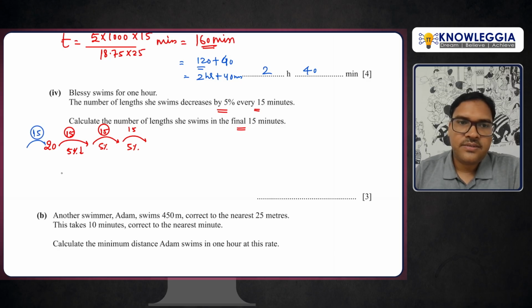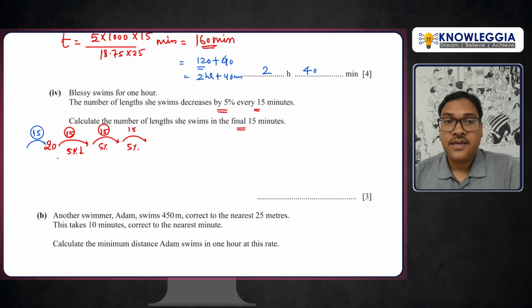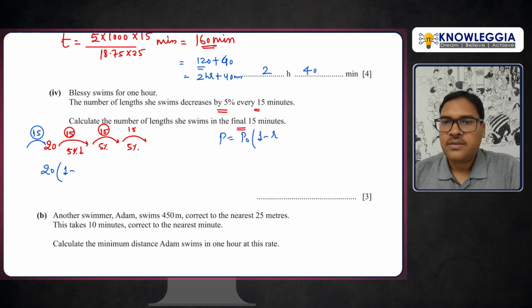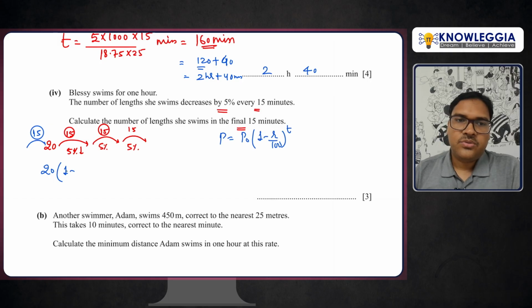So you can clearly see this is if I decrease every time by 5%. So this is the case of, you can say, exponential decrease. Initially it was 20, and we know that the final value is equal to P naught, the initial value, times (1 minus R upon 100) raised to T. I hope this is clear. So this is 1 minus 5% decrease, that is 5 by 100, and raised to how many times?